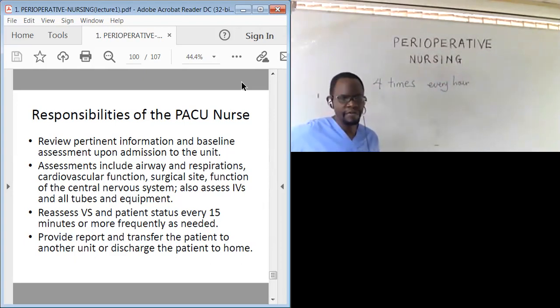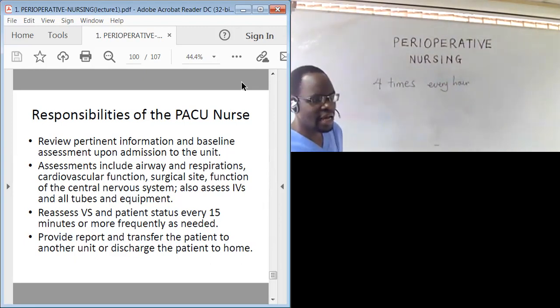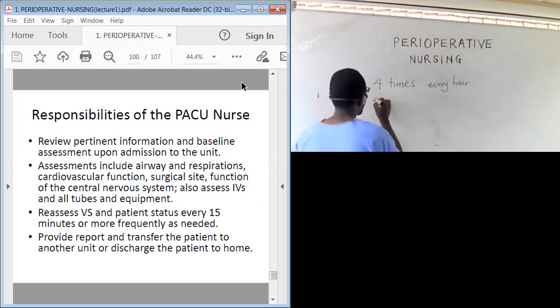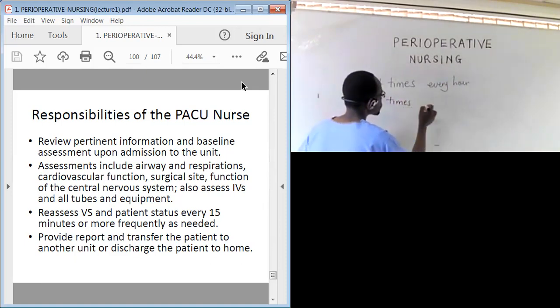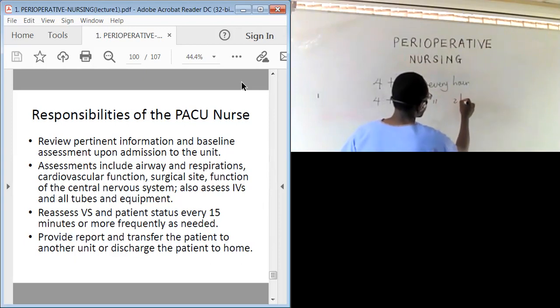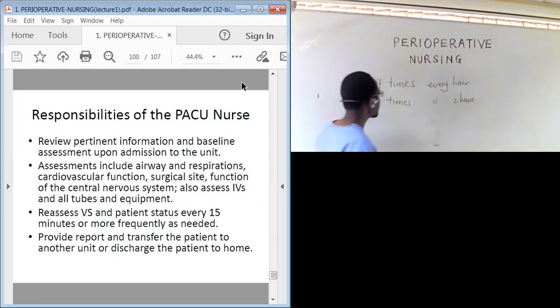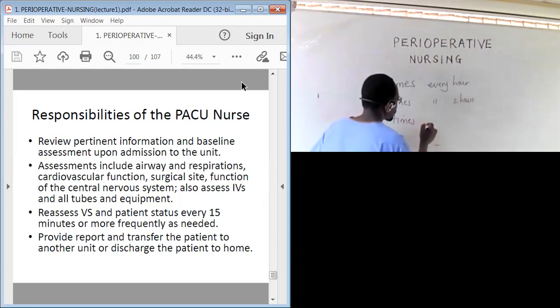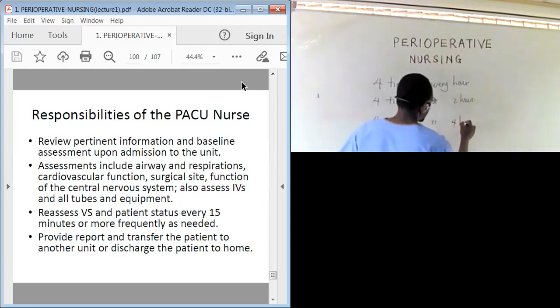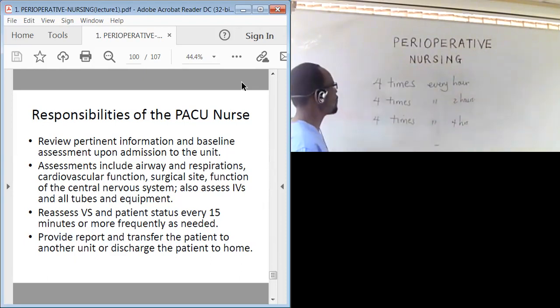If the patient goes on improving, then you can do 4 times every 4 hours, and when you do 4 times every 2 hours, that means every 30 minutes. And then upon improvement, you can do 4 times every 4 hours.